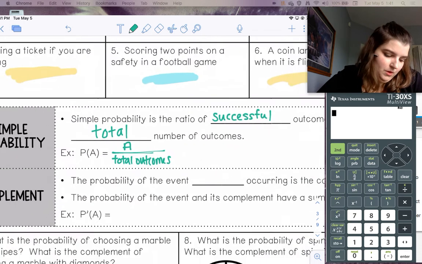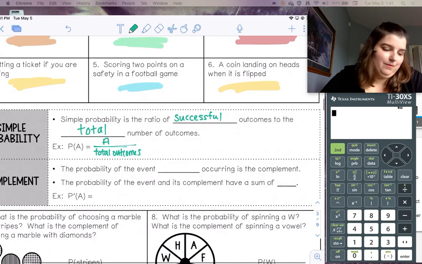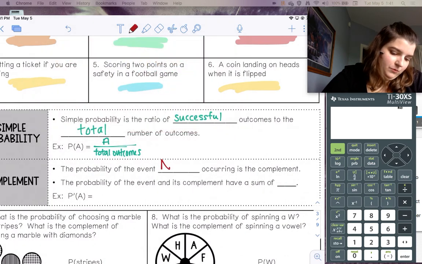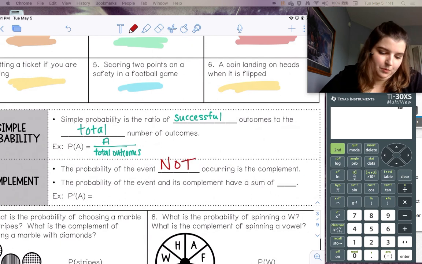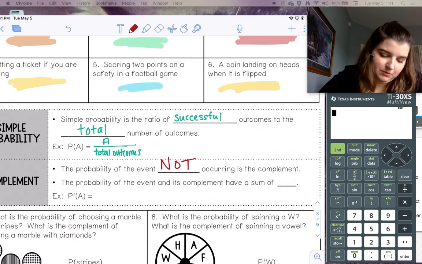Okay. The complement is basically just the probability of that event not happening. The probability of the event and its complement have a sum of, well, let's say it's 20% likely that it will rain today. What's the percent that it won't rain? 80, and those together make 100%, which is 1 when you use the decimal versions.